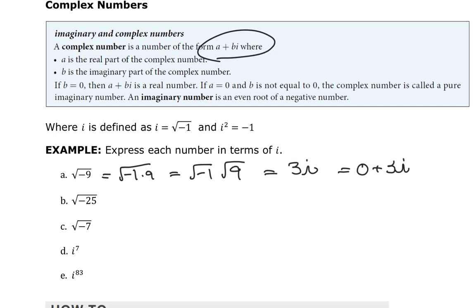Now I'm going to do the same thing here. I want you to pause this and try B and C, and then come back.